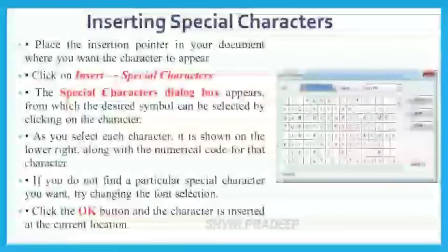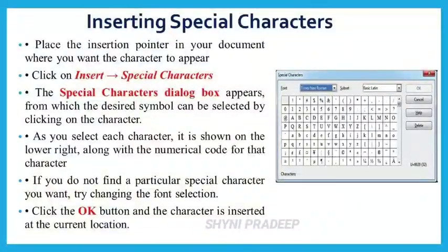Next topic is inserting special characters. If you want to insert special characters, place the insertion pointer in your document where you want the character to appear. Then select the insert special characters option from the menu bar. The special characters dialog box will appear on your screen. In the dialog box, many special characters are available. You have to select the desired symbol. After that, click the OK button. The character is inserted at the current location.